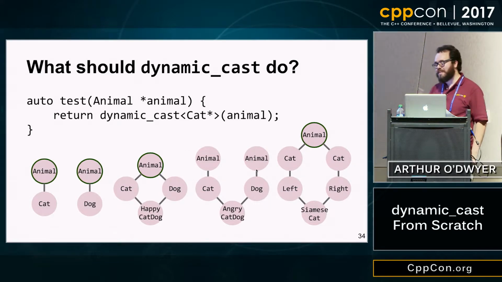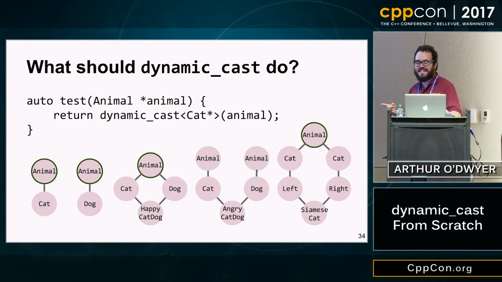Because I'm definitely pointing to an animal, right? And there's only one cat I could be talking about. So dynamic cast is defined in such a way that it will say, okay. It tries to make me happy. I will give you this cat.